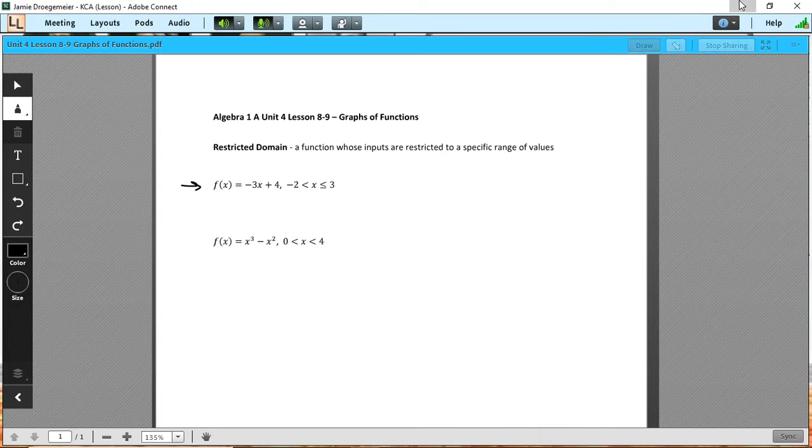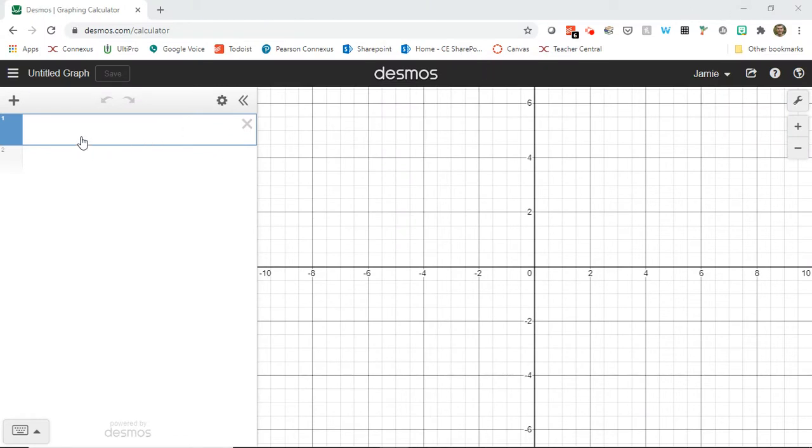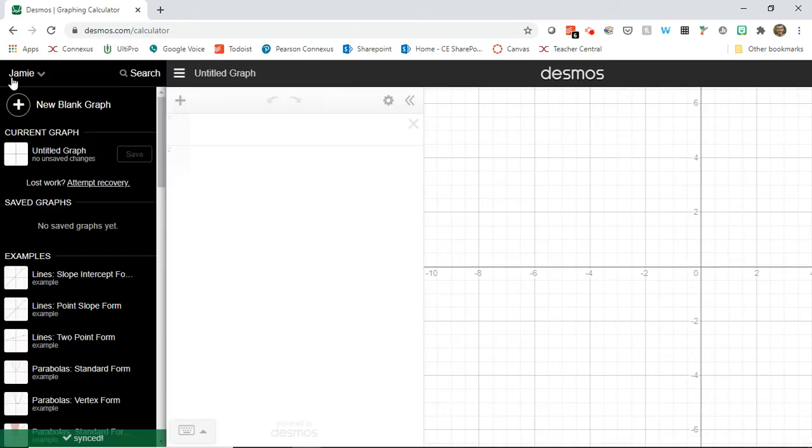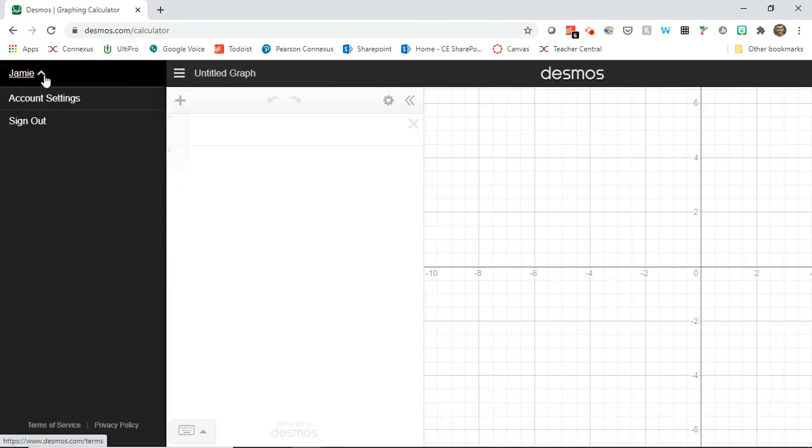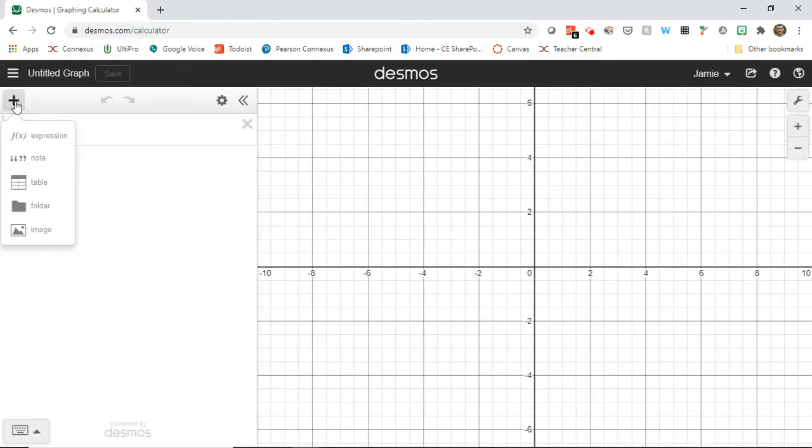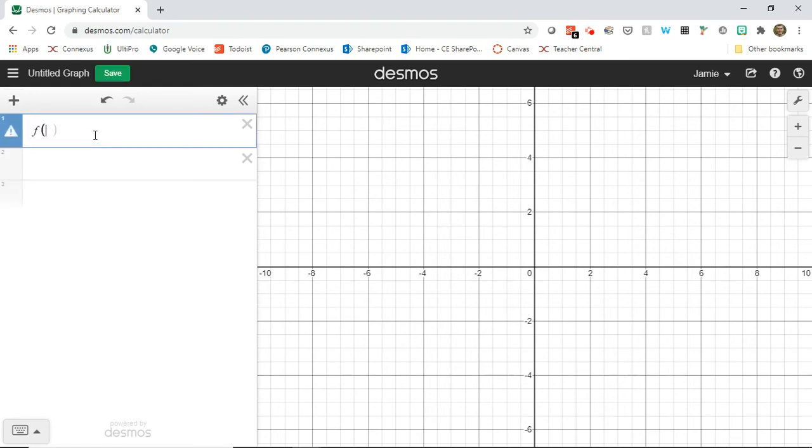So I'm going to pull up my Desmos calculator, and I'm going to go ahead and put that function in. And so I can type f of x. The plus sign allows me to enter an f of x expression. So f of x equals negative 3x plus 4. And so there's my function, but you'll notice domain right now is from negative infinity to positive infinity. Our values of x can be anything at this point.